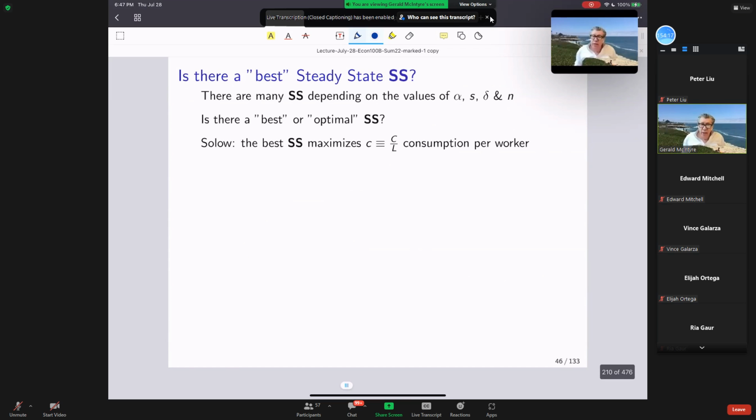Solow says there is. Solow says that the best steady state on this graph will maximize consumption per worker. That's probably not what you thought. You may have thought that the best steady state would maximize income per worker, but that can't be true. You really don't care about your income. Most people don't care about their income. You care about the consumption that income can generate.